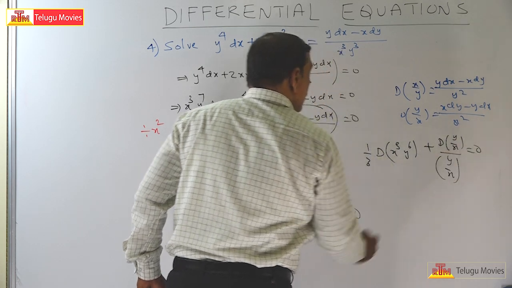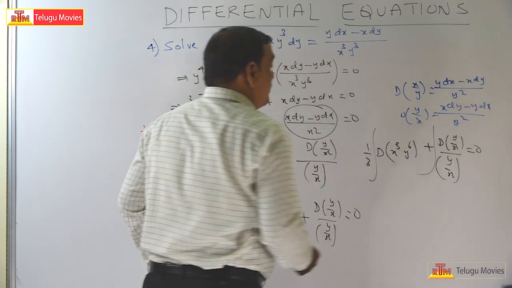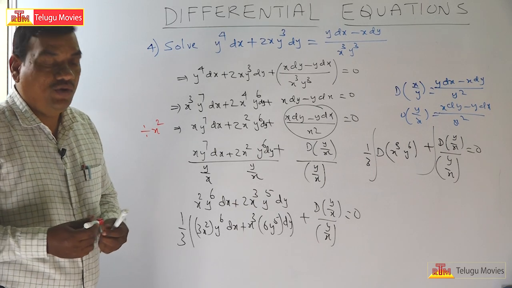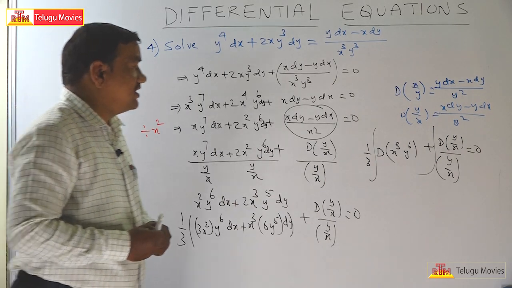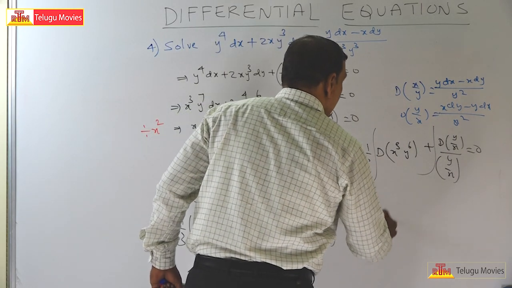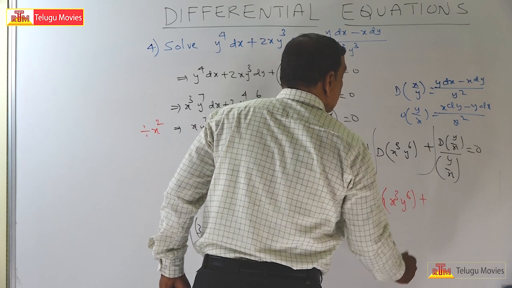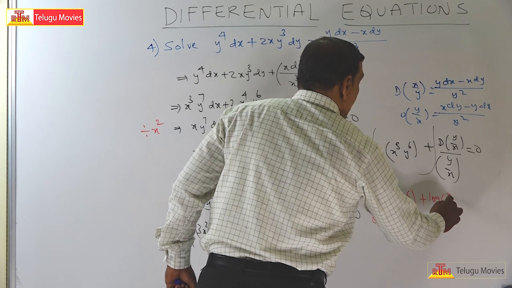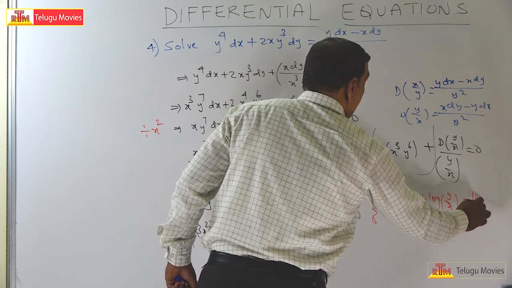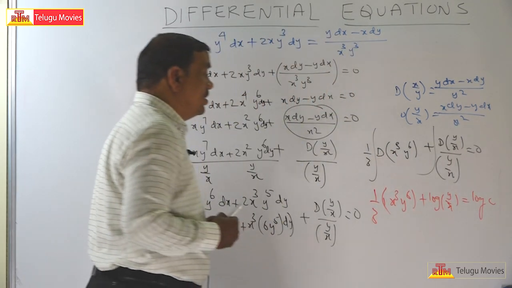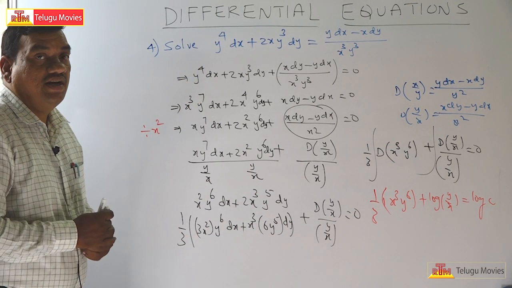is equal to 0. Now you can integrate. Now you can integrate easily. So what will be your answer? This is equal to 1 by 3 of x cube y power 6 plus, of course, log of y by x is equal to log c, or simply c. So that will be your final answer.